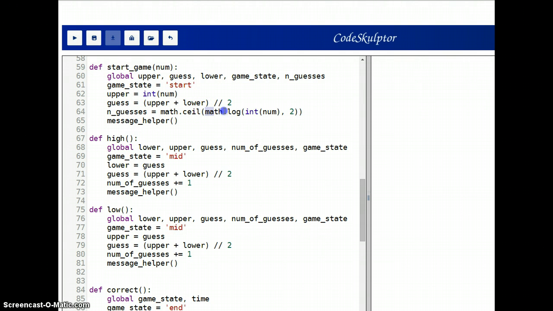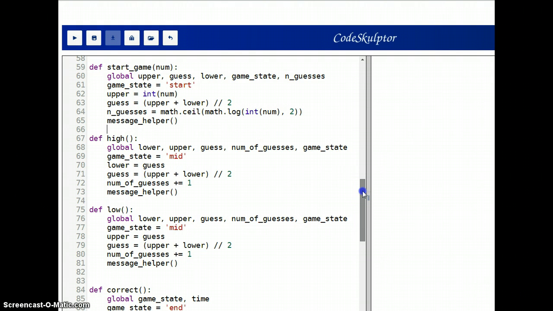So if you implement it in Guess the Number, the log base 2, we had to take in the range, so that could be this int num, and this 2 over here is base 2, and then we used math.ceiling to take it to the next larger integer. So if you do this for 100, your answer is 6 point something, so we want to make it go up to 7 to give you 7 guesses.